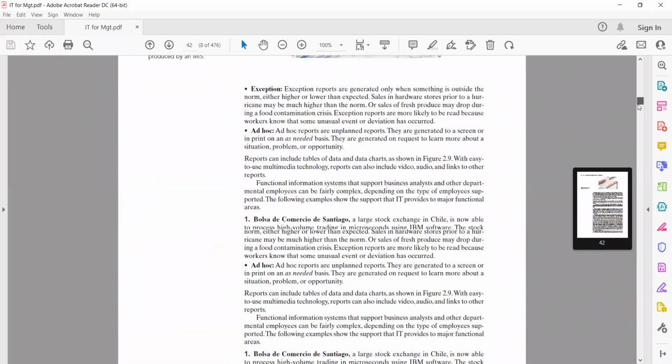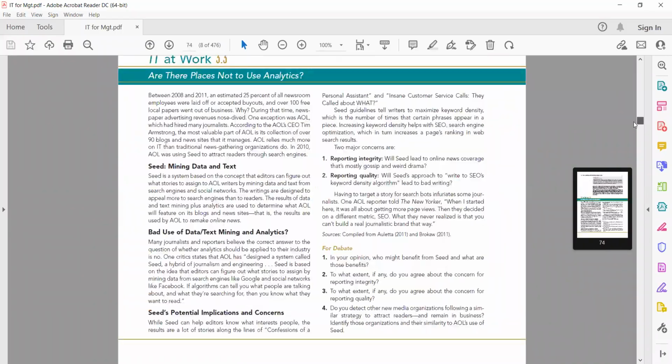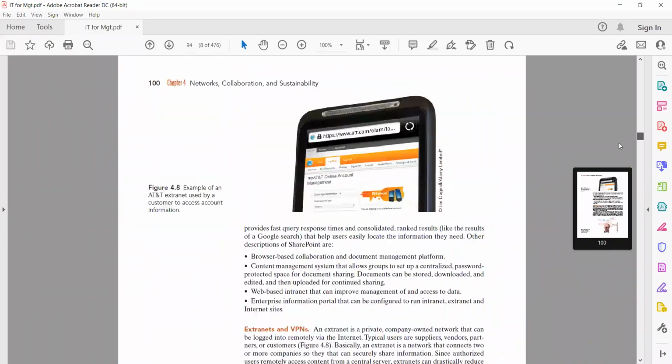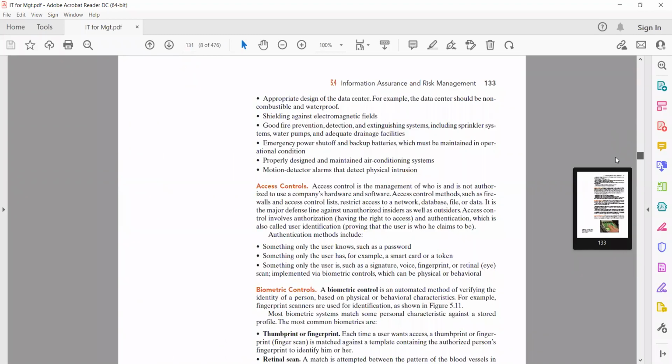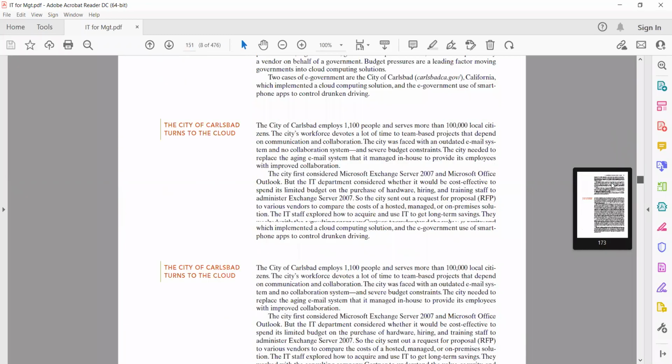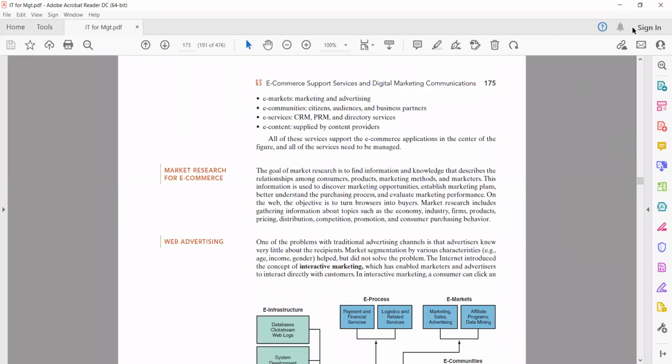You can get the copy of this book from me, and you can start to read some of the terms, concepts, and ideas from this book.